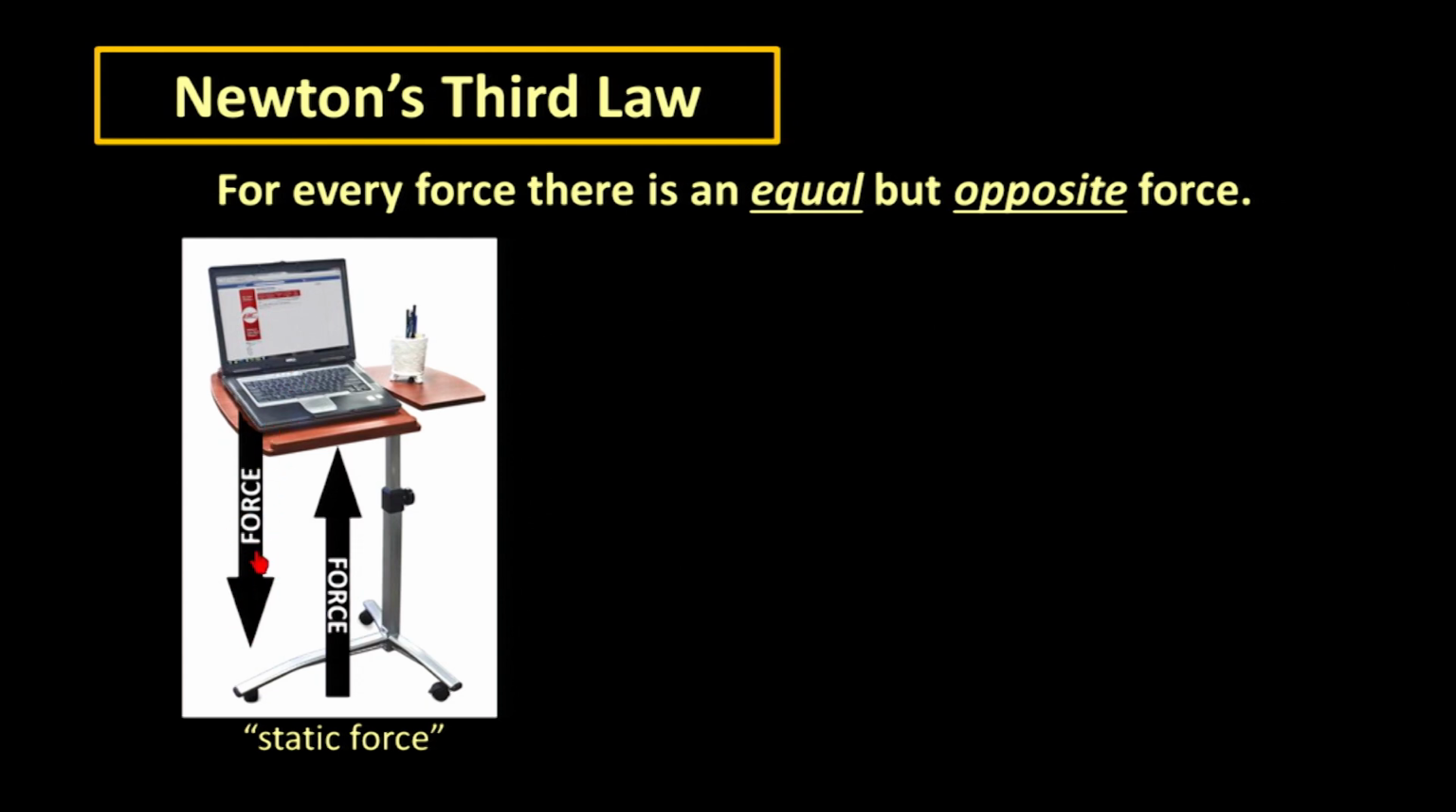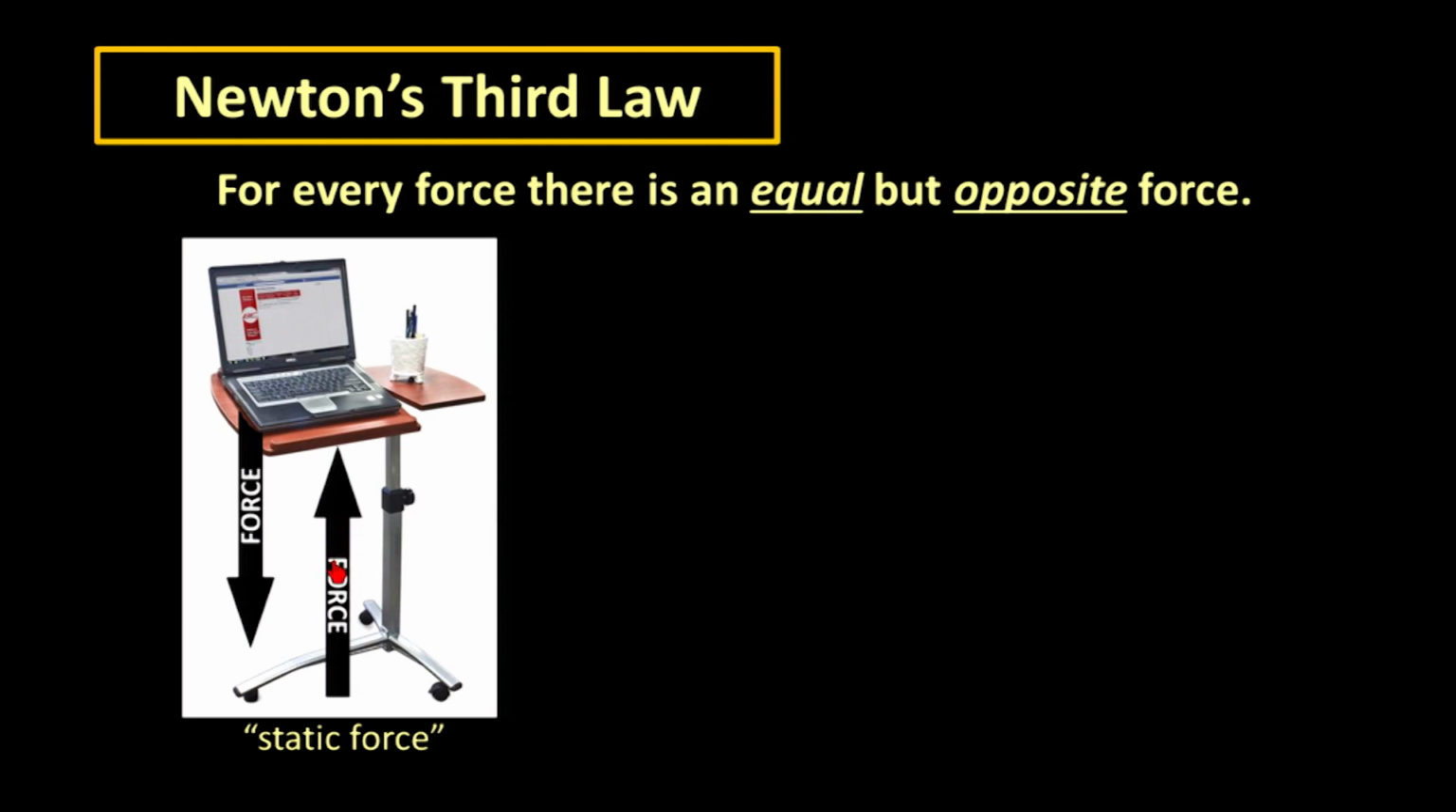That's a downward force. But clearly the laptop does not break the table and fall to the floor. And the reason why is because of Newton's third law. The table is providing an equal but opposite force on the laptop. Now how do we know it's equal but opposite?